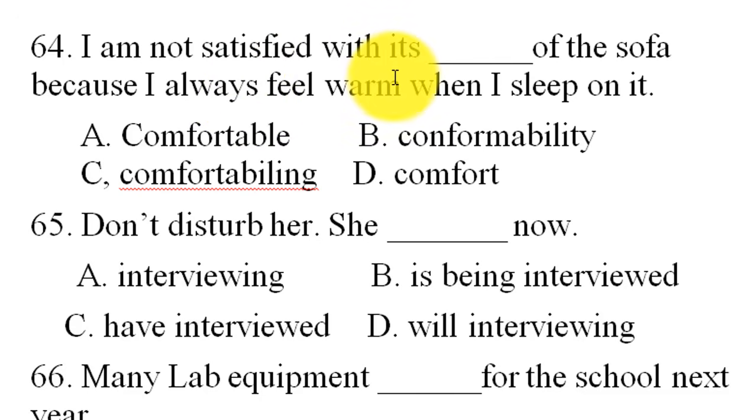I'm not satisfied with blank of the sofa because I always feel warm when I sleep on it. These are vocabulary word questions. Comfortable, comfortably, comfortability, comfort. These words are derived from the word comfort. I feel comfort, which is an adjective here. So we may derive other adjectives by adding suffixes, change comfort to nouns by adding suffixes, and change these words into adverbs by adding suffixes. So comfortability, because the blank here is a noun, the object of a preposition. I'm not satisfied with this comfortability of the sofa. Object of preposition. So that's the manual section.